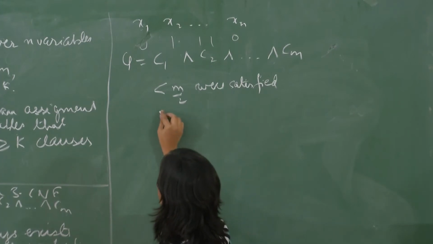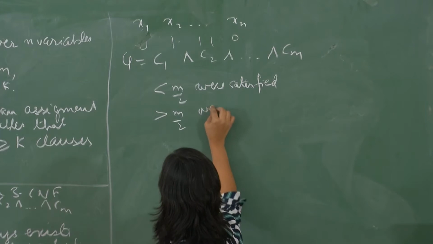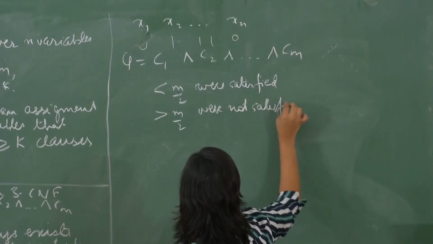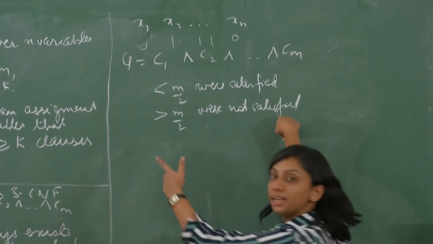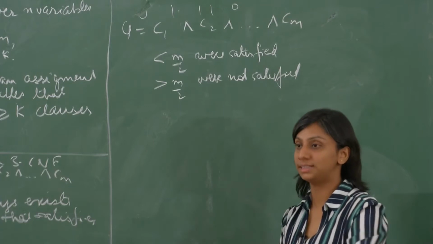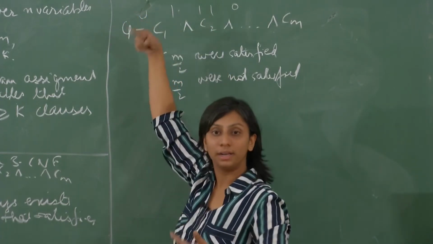Or in other words, strictly greater than M/2 clauses were not satisfied. Then using this fact, can you come up with another assignment? He just pointed that out. Exactly. So if we just complement this assignment, if it was assigning x1 0, put it 1, and so on.